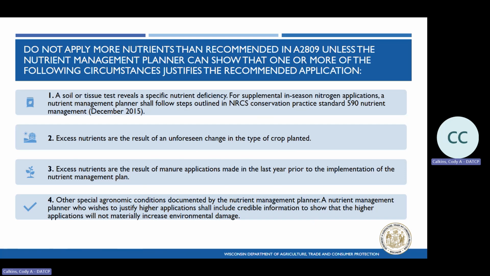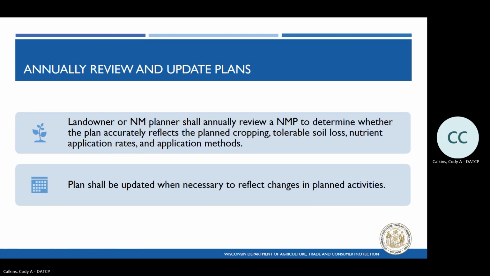Again, do not apply more nutrients than recommended in A2809 unless the nutrient management planner can show that one or more of the following circumstances justifies the recommended application. Those soil tests, unforeseen changes in the type of crop planted, excess nutrients that are a result of manure applications made in the last year prior to implementation of that nutrient management plan, or other special agronomic conditions. That nutrient management planner who wishes to justify those higher application rates must include credible information to show that a higher application will not increase environmental damage.